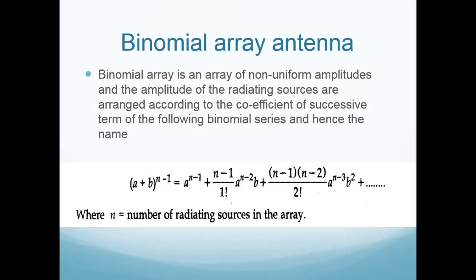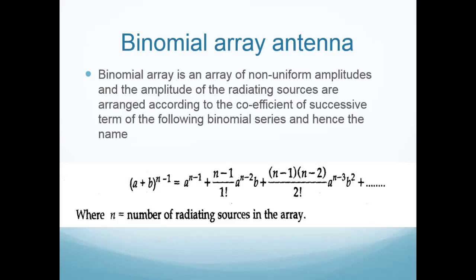Array means cascade. Array means sequencing of antennas: source 1, source 2, source 3, source 4, connected in a series like that. Then only the gain will be increased. In antenna and wave propagation terminology, we use the word array, but in electron device circuits, we use cascading. Cascade means single stage, two stage, three stage, four stage. Whenever the stages are increased, the gain will automatically increase.